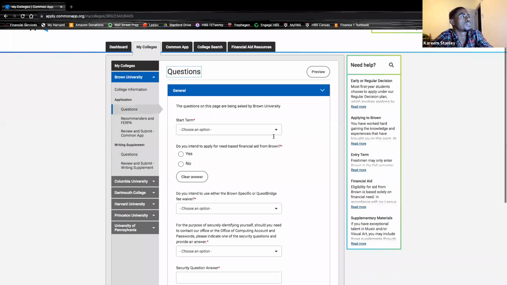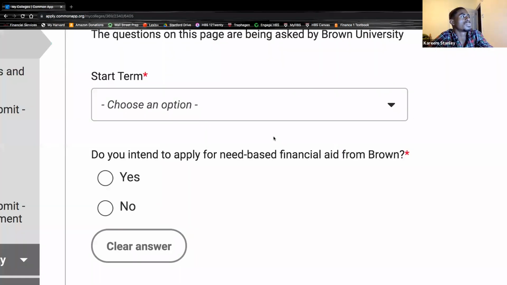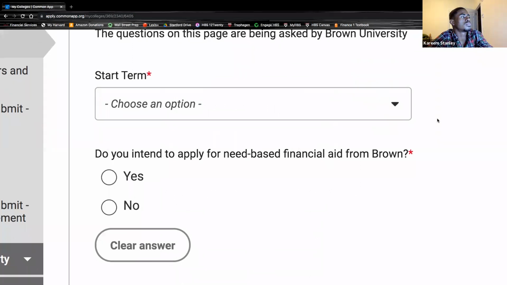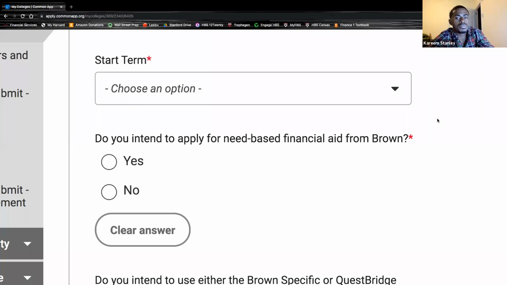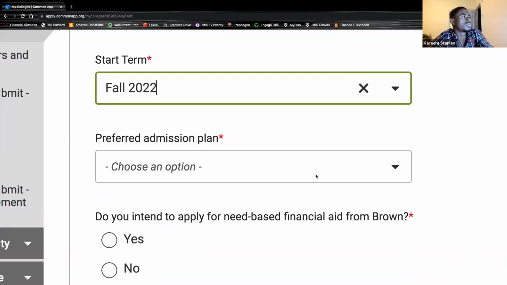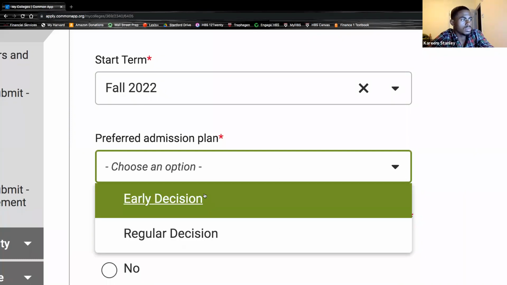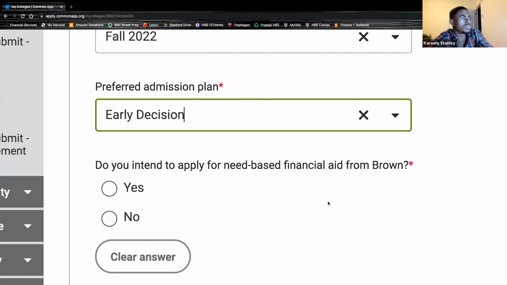All right, everyone pay attention just because it's already 7:46. Okay, ready? So this is the first set of questions, and this is for, are we at Brown? Is that correct? Correct. The questions are being asked. Okay, start term. When do you want to start? Do you plan to apply for FAFSA, Pell, TAP, any of these? Okay. Early decision. Early decision is binding. You only pick one school. Need-based aid, yes or no.